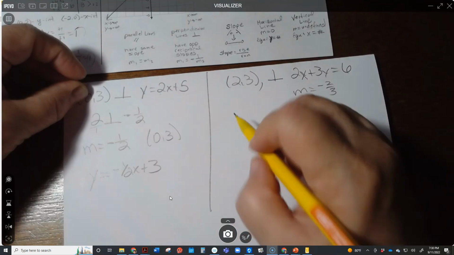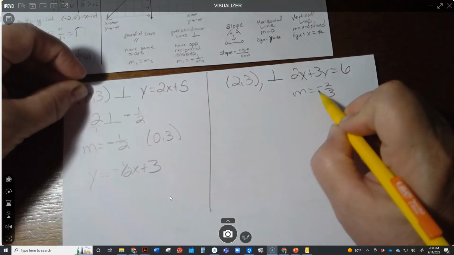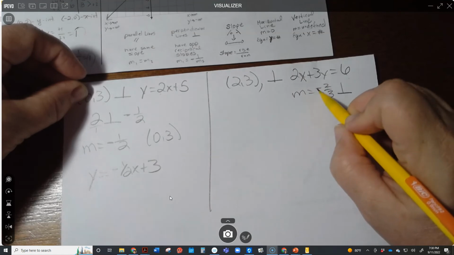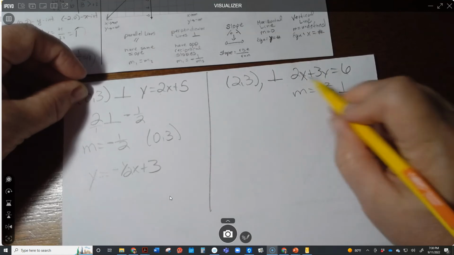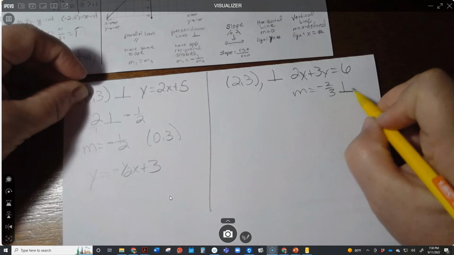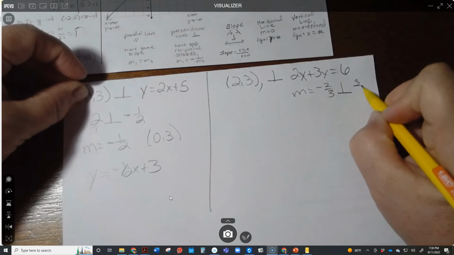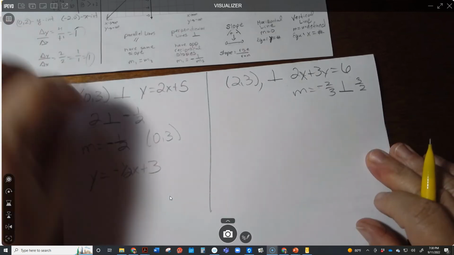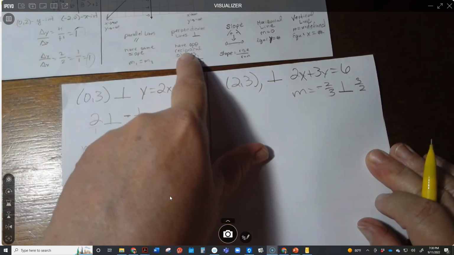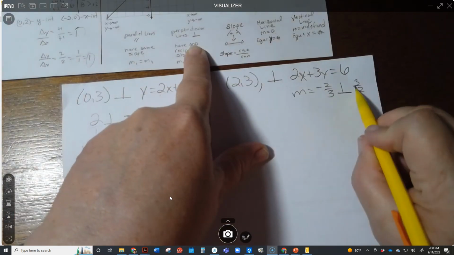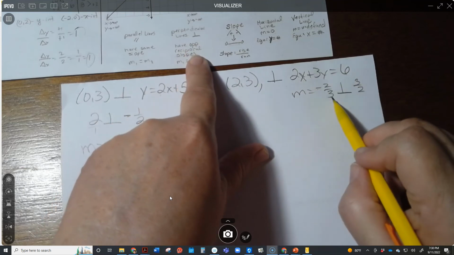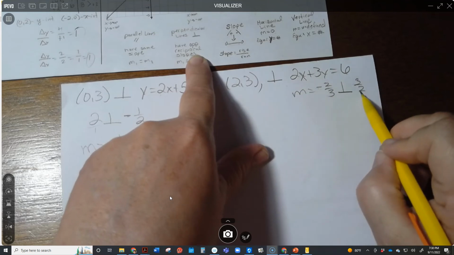So negative 2 over 3 is the slope of this line. It is negative, so my line is going to be positive 3 over 2. Change the sign and flip this upside down. That's what I mean by the reciprocal. Opposite, one's going to be positive, one's going to be negative. This one's negative, so this one's positive. This is 2 over 3, so this is going to be 3 over 2.